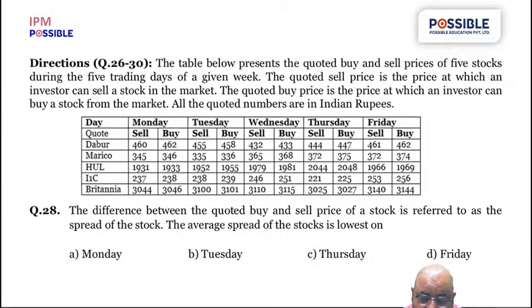The difference between the quoted buy and sell price of a stock is referred to as the spread of the stock. Okay, the average spread of the stock is lowest on. Stocks is lowest on. Okay.